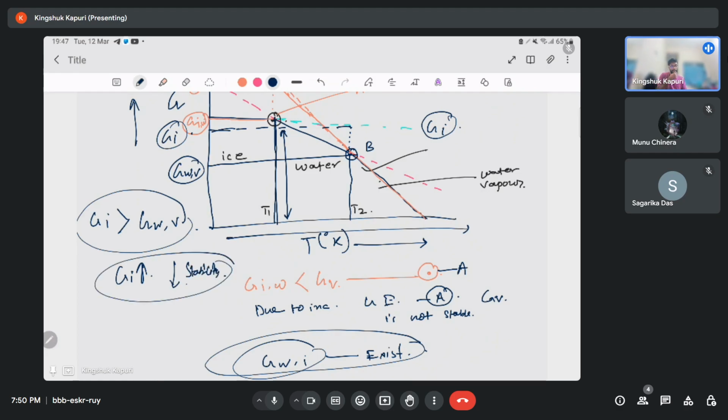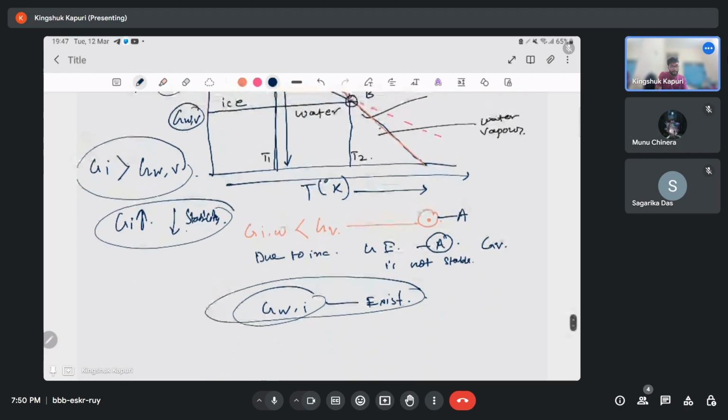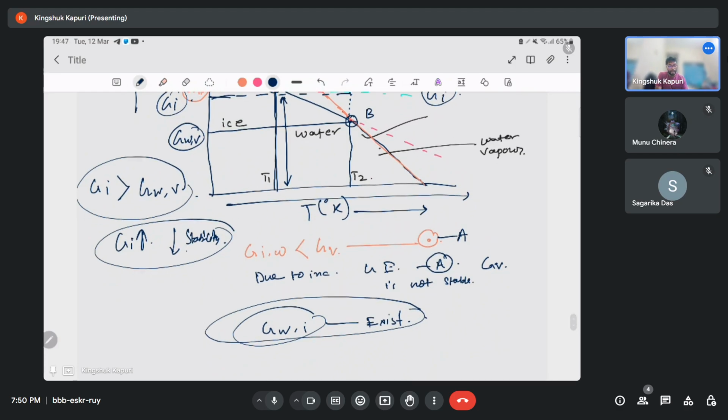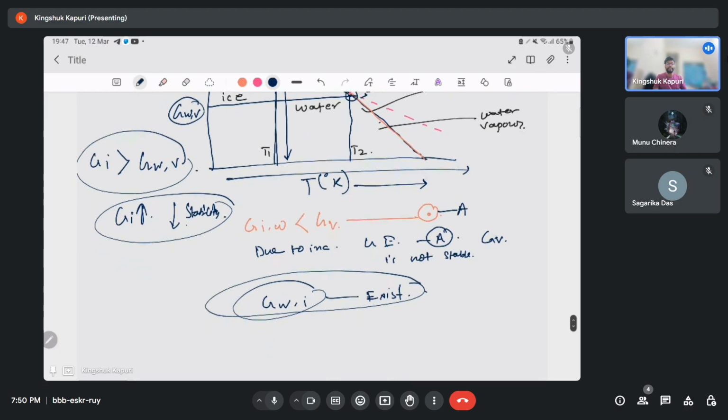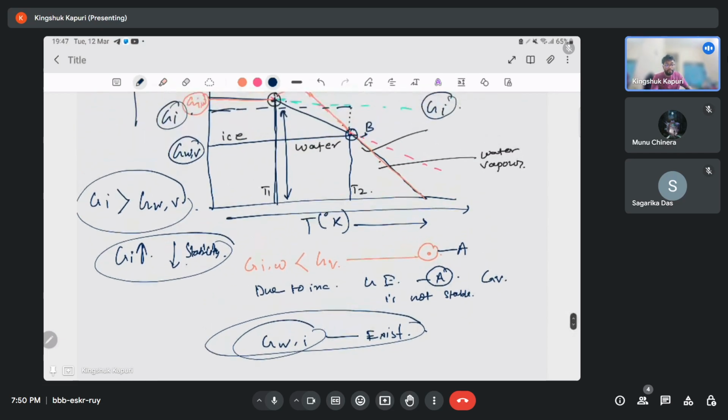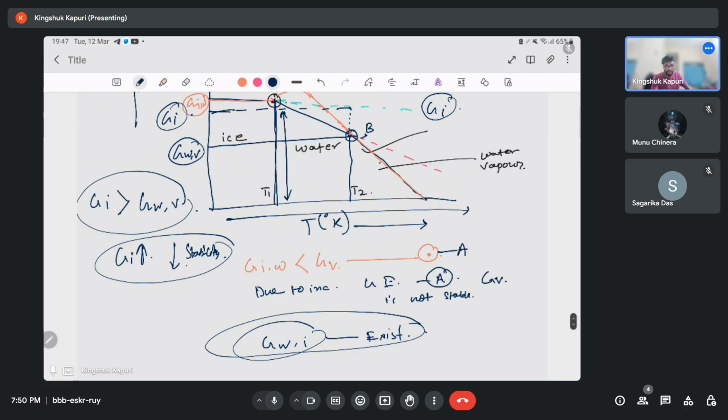So it means that G of ice is not stable at that particular point. Hence, it shows the correspondence position between water and vapor at that particular point B. It is also known as the vaporization temperature or the boiling temperature, where ice is unstable, and water and vapor is stable. It is the boiling point temperature or the vaporization temperature in chemistry or in thermodynamics, you can say. So this is how we use the GT diagrams in geological systems.